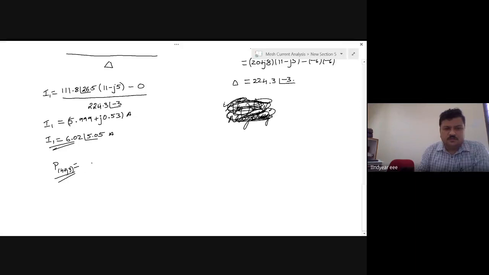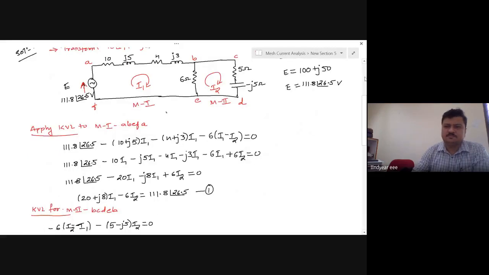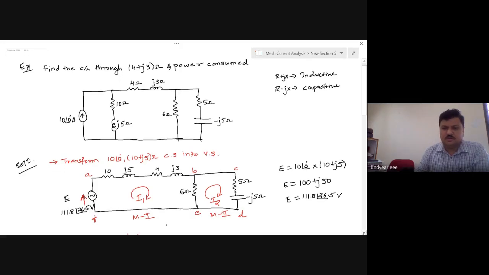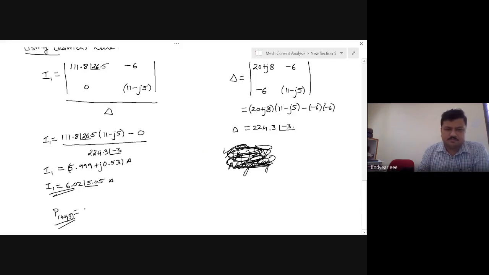So 4 plus J3 ohms, the power loss in an impedance is nothing but the power loss in the resistance. Inductance will never consume any power. So the J3 term will not come into the picture. So it is I square into R. Or you can also find power by using V into I into cos phi.